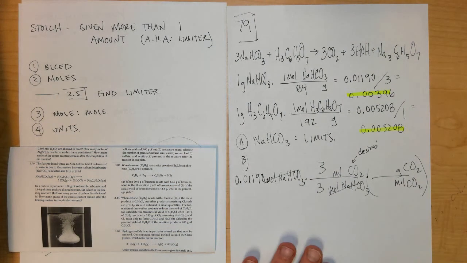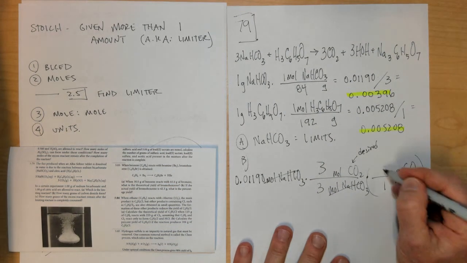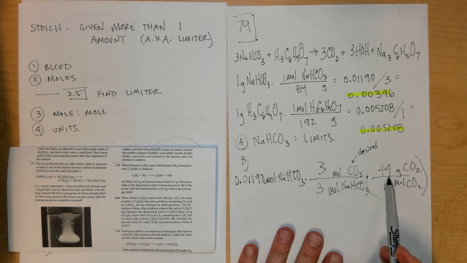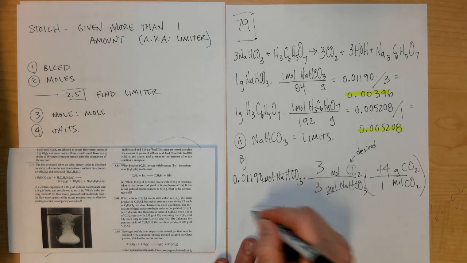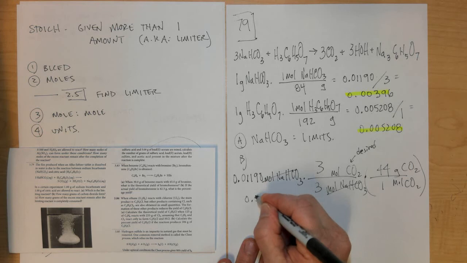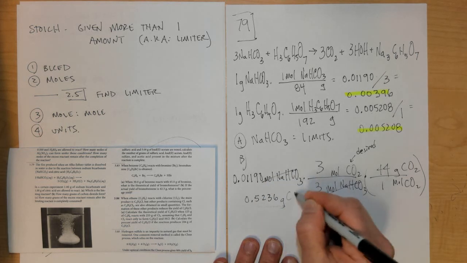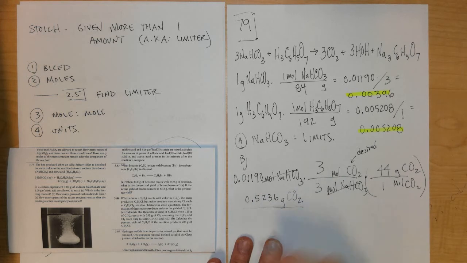Add up CO2 on the periodic table, and 1 mole for 1 carbon and 2 oxygens, it adds up to 44 grams. So 0.0119 times 3 divided by 3 times 44, I'll do the math for you. It ends up being 0.5236 to 4 sig figs grams of CO2.